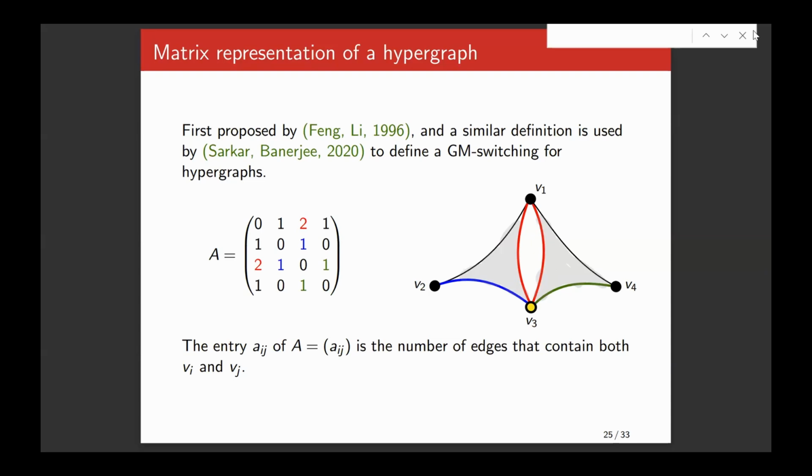Okay. So the matrix representation for hypergraphs was introduced, as far as we saw, by Feng and Li in '96. And similarly was also used by Sarkar and Banerjee in 2020. It was introduced also in the context of switching, in the context of methods to obtain cospectral hypergraphs, okay? But a totally different representation. So now your adjacency matrix representing the hypergraph contains the number of hyperedges, or the number of edges, if you want, that two vertices have in common. So, for example, for B3, B2, B3, B1, there are two in red; for B3, B2, we only have one, etc. So you see the pattern, okay? This contains the number of edges per entry between two vertices, Bi and Bj.